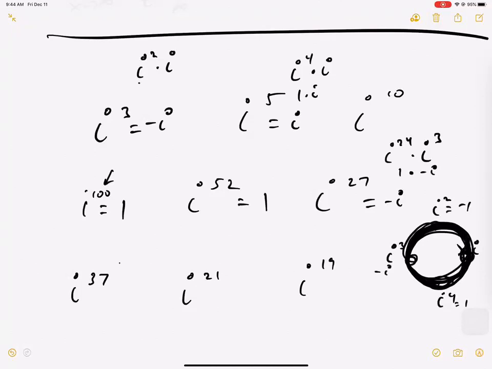37. Well, that isn't divisible by 4, it's 36 plus 1. So the answer is just i. We have 1 extra i. 21, that's really close. 20 plus 1, that's just i, because we have 1 extra i. 19, oh, that's 16 plus 3. So that's negative i. Okay.